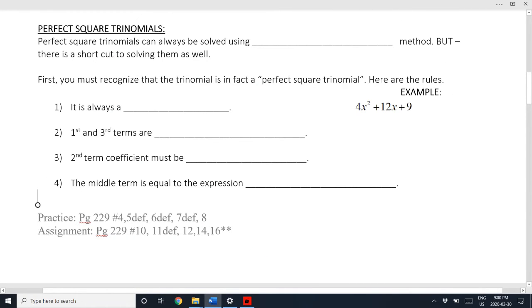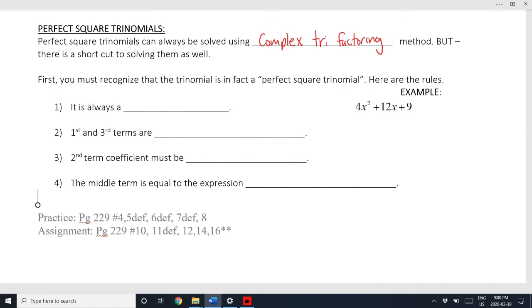So I'm going to show you what perfect square trinomials are. Okay, so perfect square trinomials can always be solved using decomposition or complex trinomial factoring. But there is a shortcut method to solve them, which is the perfect square trinomial method. I'll show you what that is. If you don't feel comfortable with it, you could just use the complex trinomial factoring.